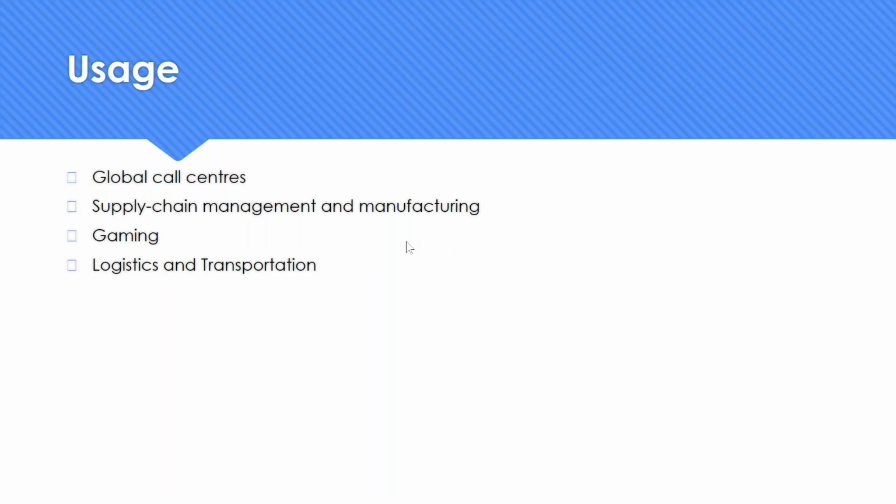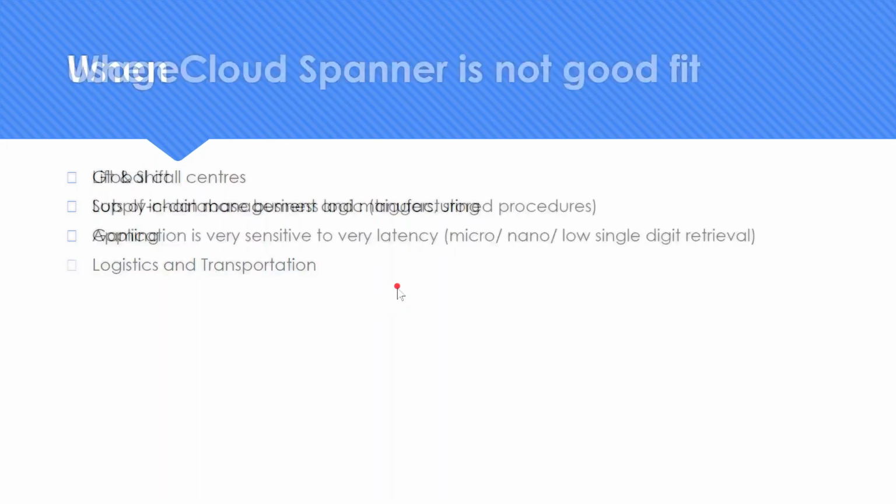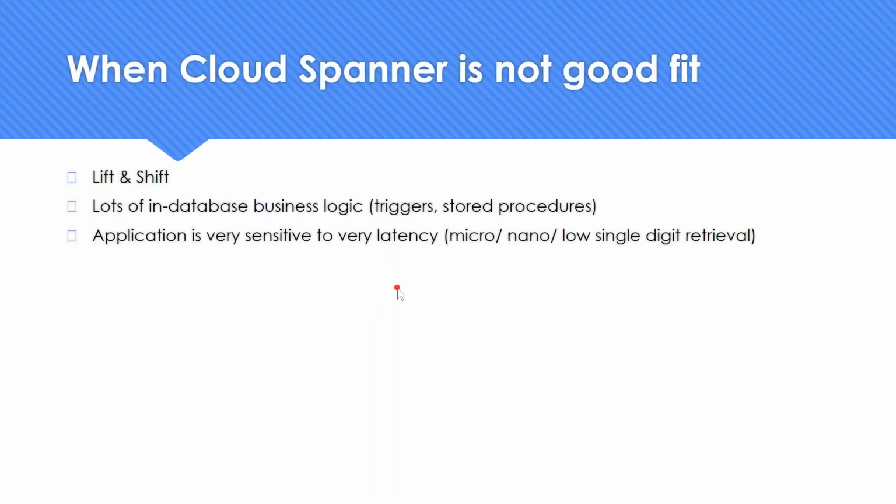So far, we saw all good things about it, but I strongly recommend that whenever you look at any product, you always look for two things: when you should use it, and when you should not use it. Then only will you have a better idea as a cloud architect. So when you should not use it, where Spanner is not a good fit, this is the important slide, I would say. I usually ask this question even in some forums. That way you'll know when not to use it.